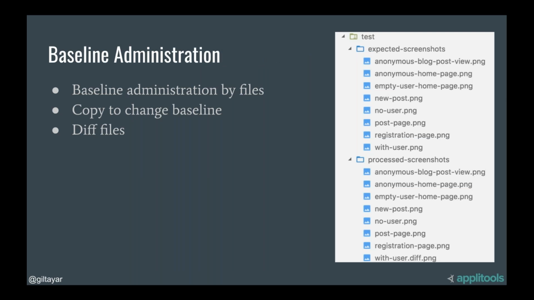Another problem is baseline administration. Let's say I find a diff in like 5 screenshots, and the diffs are good. It's not bugs, it's like features. It's changes that are good. I want to update my files. Given that the screenshots are files on the file system, I need to copy from one folder, processed screenshots, to another folder, expected screenshots. That is how I update my baseline, which is fine if you have 5 screenshots. But what if you have 300? That becomes a chore, finding the correct file, copying it over. Not very nice.